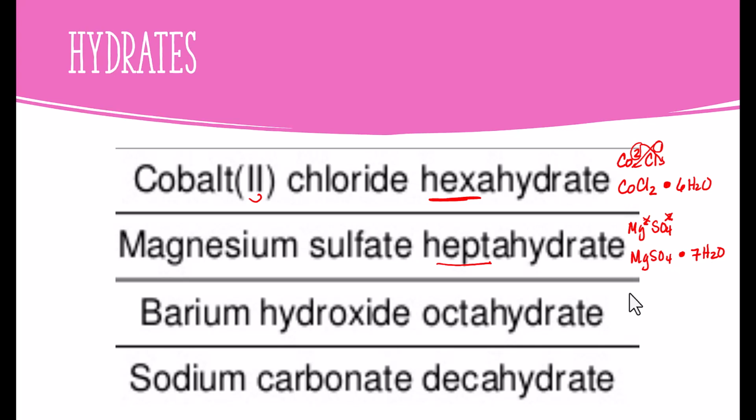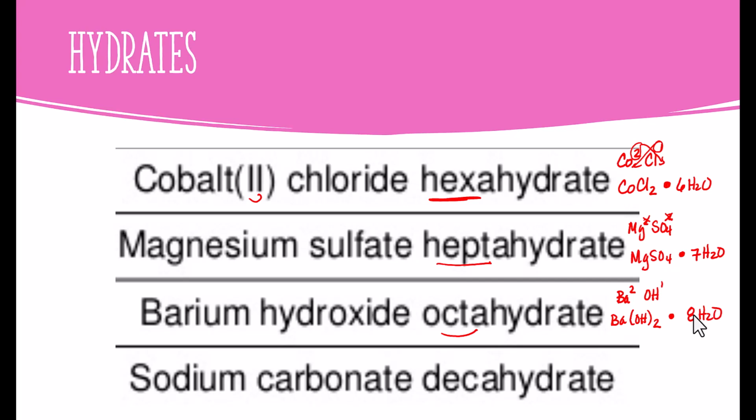Barium, Ba, charge 2. Hydroxide is a polyatomic, OH, charge 1. Cannot reduce, so we crisscross down. Ba. Since there is more than 1 polyatomic, I need parentheses around the OH, then 2. Dot, hydrate again is H2O. Octa is 8, so there's an 8 in front.